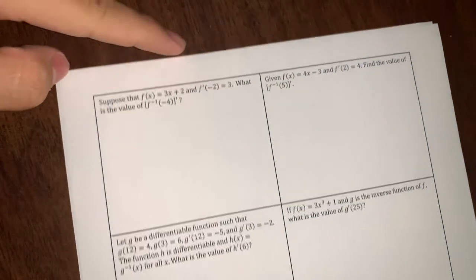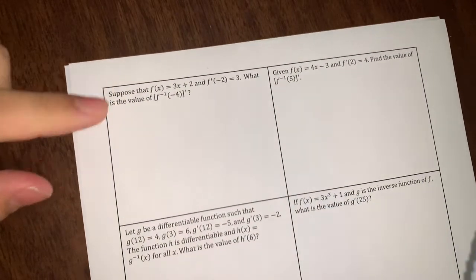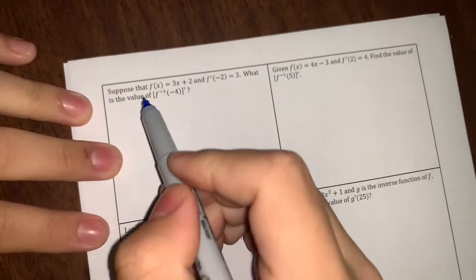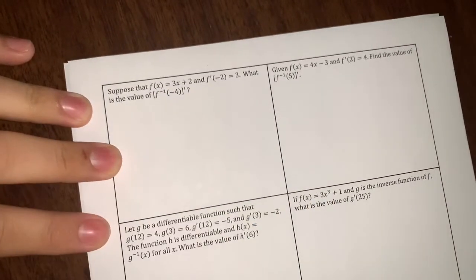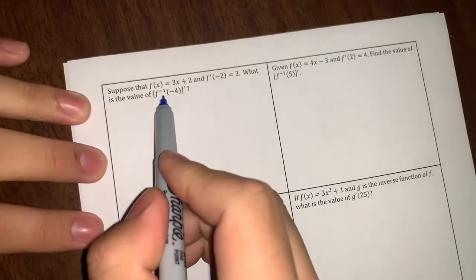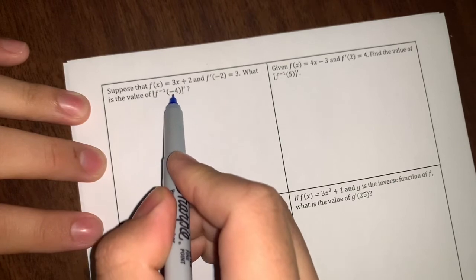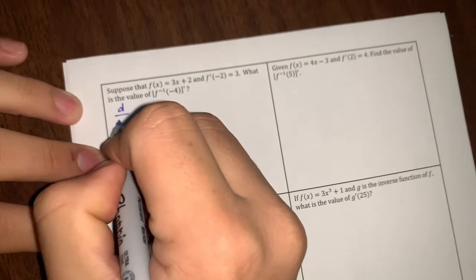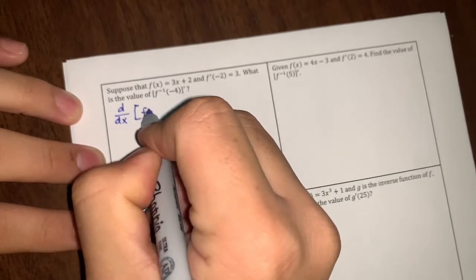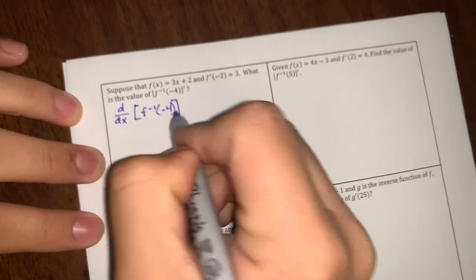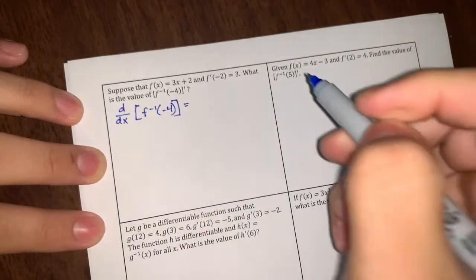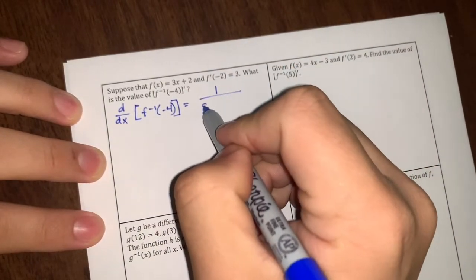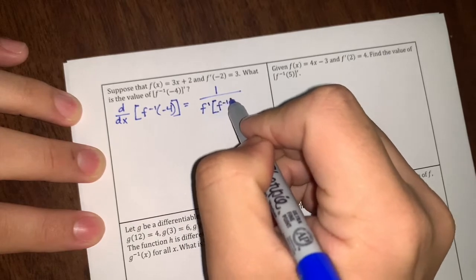All right. So I'll go ahead and do this first one, and then you guys should be able to do this one on your own. So it says, suppose that f of x is equal to 3x plus 2 and f prime of -2 is equal to 3. What is the value of the derivative of f inverse of -4? So I'm going to go ahead and say, okay, well, what's the derivative of f inverse of -4, right? And I'm doing this just to remember what this formula is. It's going to be 1 over f prime of f inverse of -4.